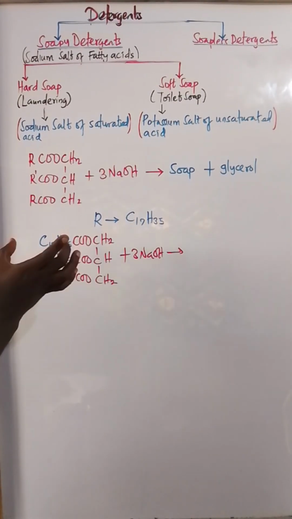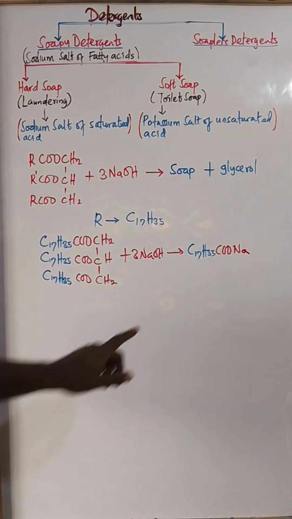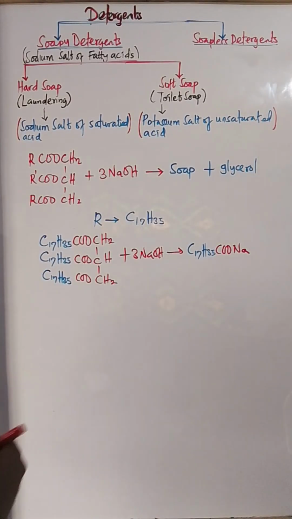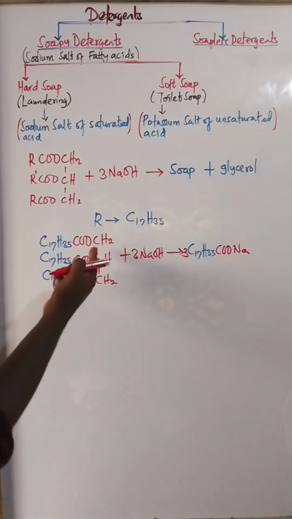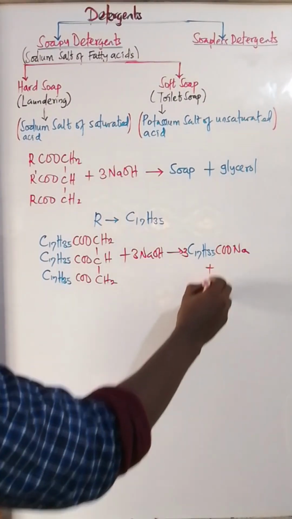So this whole will be replaced by what? Sodium. Then we are going to have 3 of this. So this sodium takes this, and we are going to have this in 3 places. Then this structure, for every CH2, OH will attach to form glycerol.